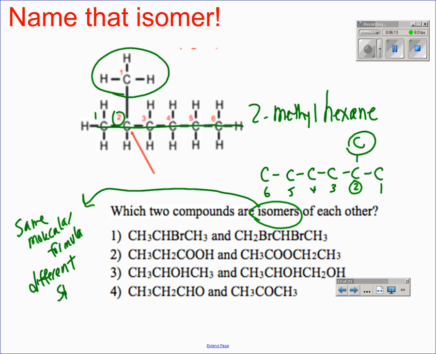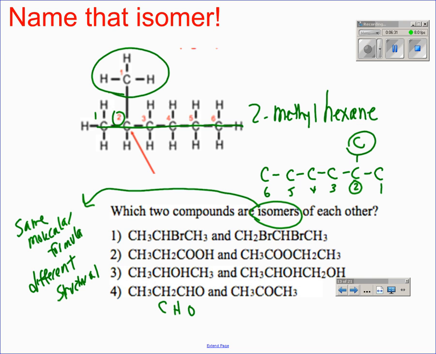So how do you figure that out? Well, these are called condensed structural formulas. And all you would do to solve this problem is figure out what the molecular formula is. How do I do that? I count carbons, hydrogens, and oxygens in this case, or if there were any other elements.